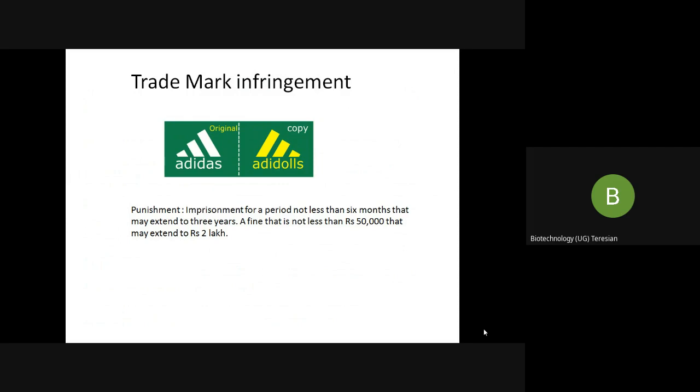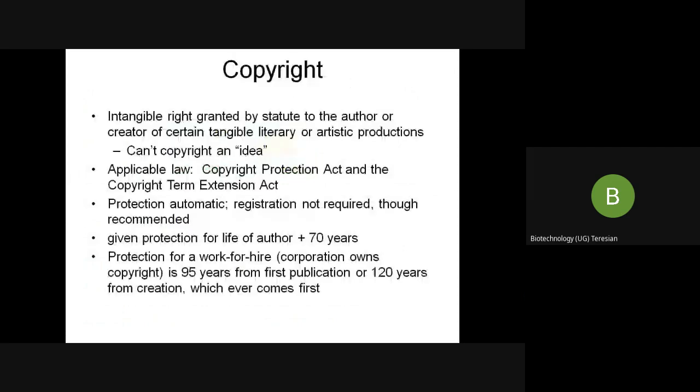Unlike in the patent, where you need to go and file where the actual infringement has occurred. So the punishment for trademark infringement is imprisonment of not less than 6 months, which can extend to 3 years, and a fine of 50,000 to 2 lakhs has to be paid by the infringer.